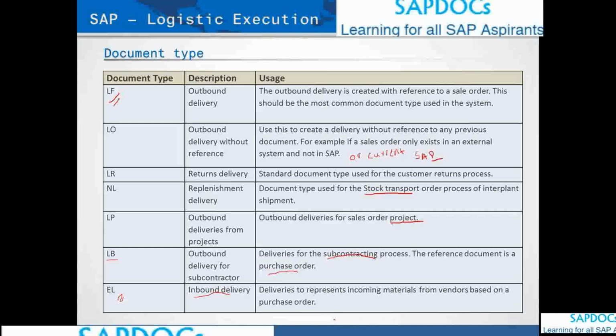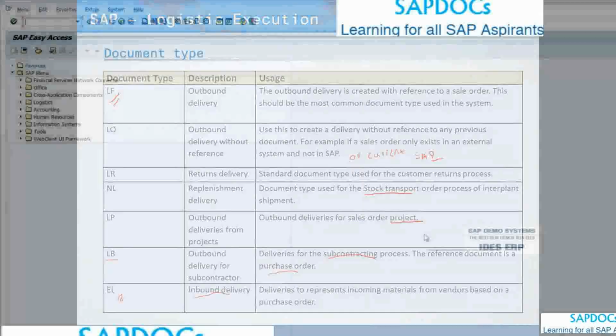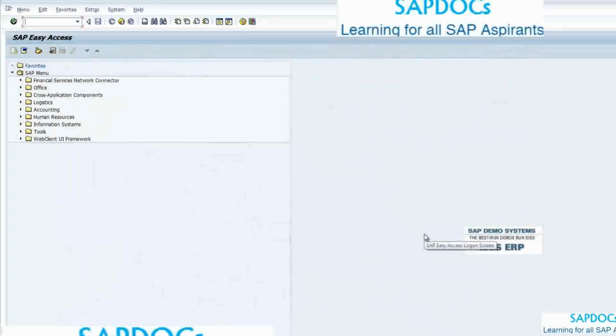So as you can see, all of these document types represent a particular process, and my suggestion is to reuse these document types whenever possible, and only copy and enhance if you ever want to change it. Never ever create the document type on your own from scratch. Always copy from something. So let's now have a look at the configuration for the delivery header.